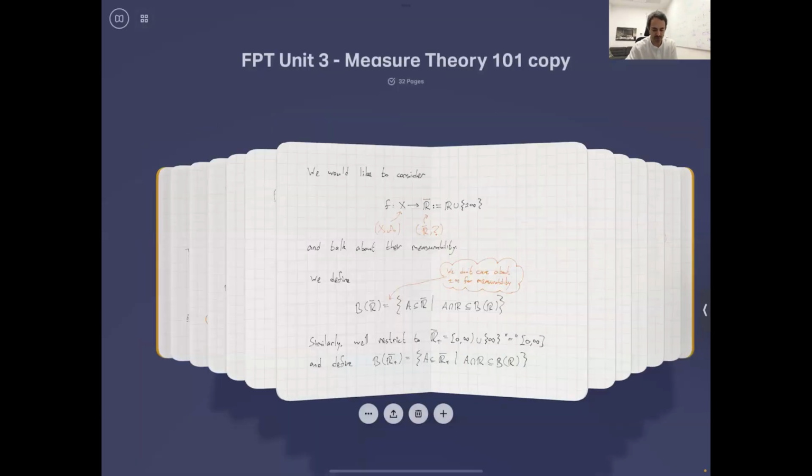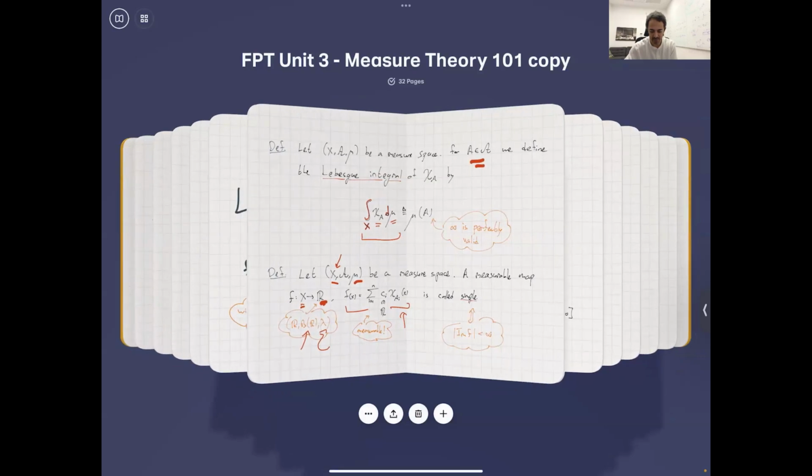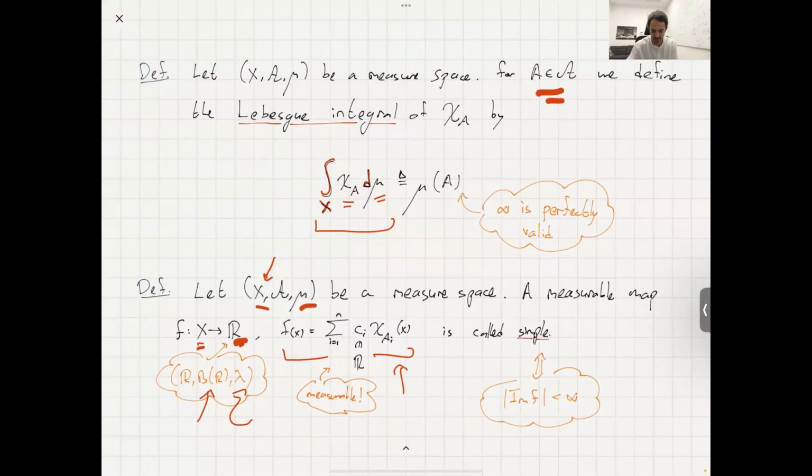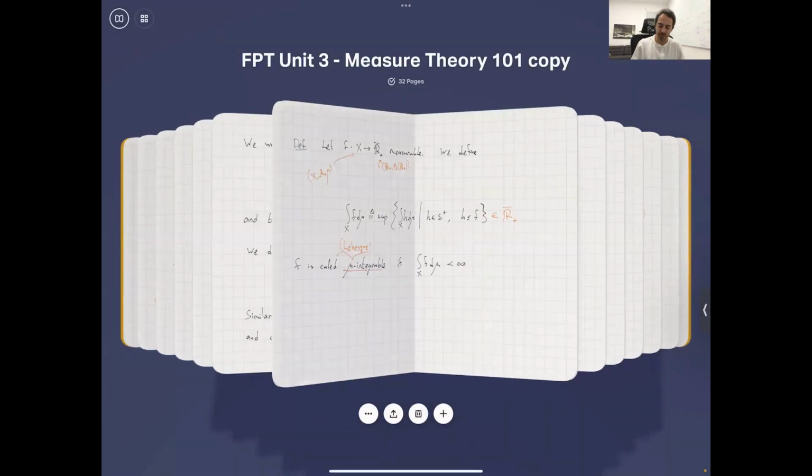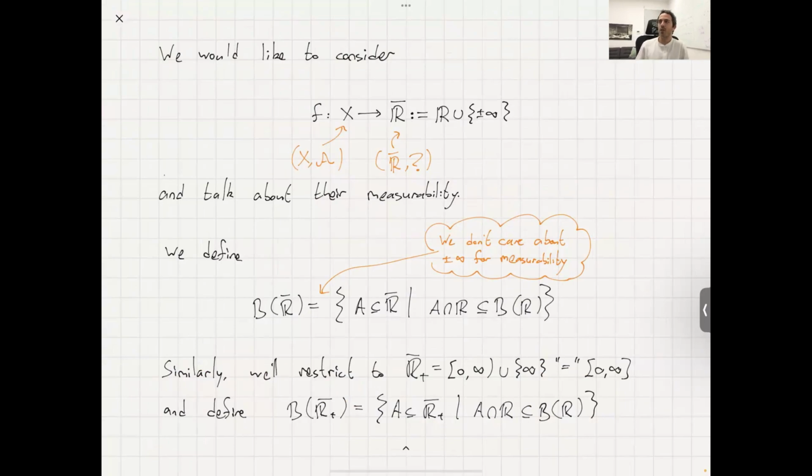Or maybe I should have said, it's kind of obvious, but I should have said that this is indeed a measurable function. A simple function is measurable because it's a finite sum of measurable functions, and we said that measurable functions are closed under finite sums. So I should have said that before. Anyhow, we would want to define the Lebesgue integral for general non-negative measurable functions, not just simple functions.